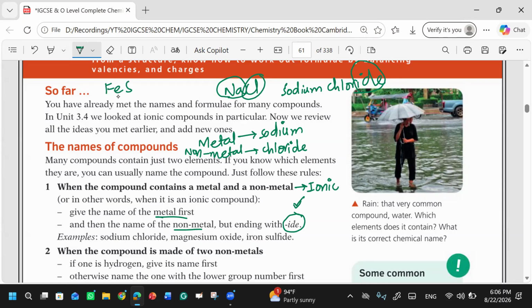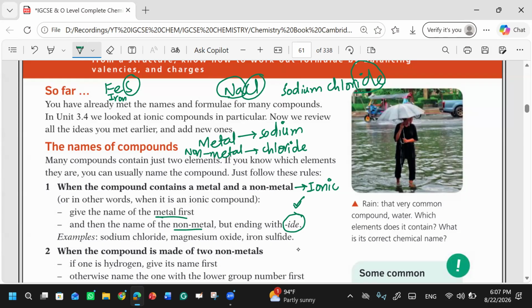For example, FeS. What is this? Fe is iron, and iron is a metal, so its name will remain the same. But S is for sulfur. In this bonding, the sulfur will be changed to IDE: sulfide. So it will be iron sulfide.